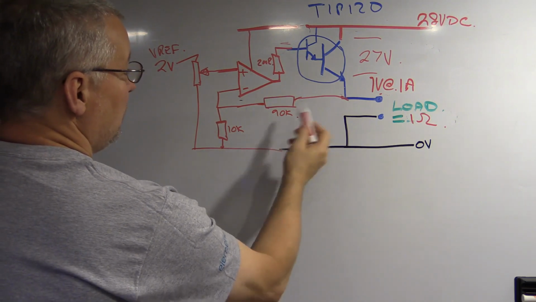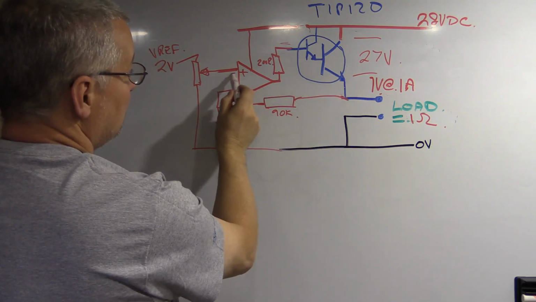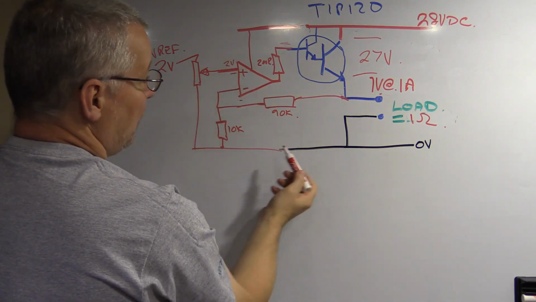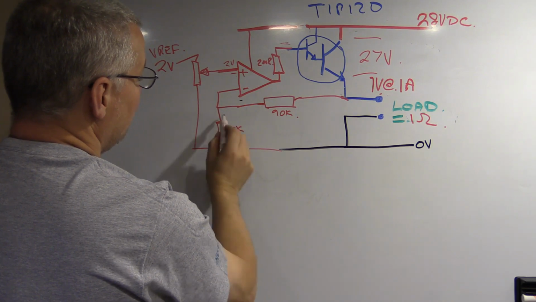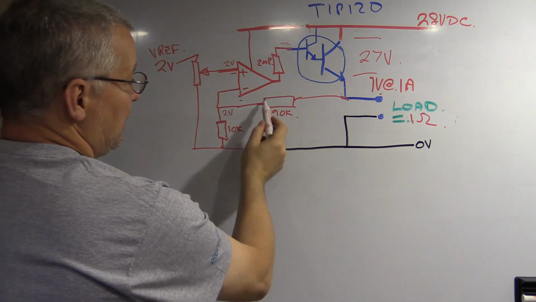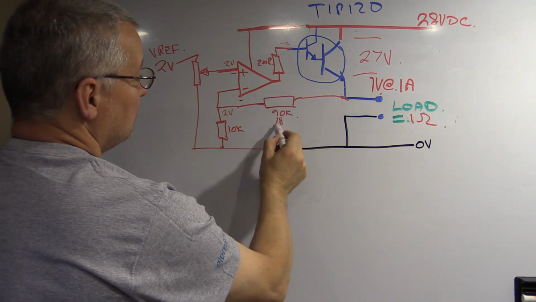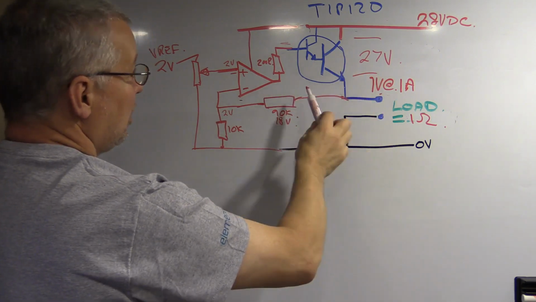So if we've got 20 volts, if we set this to 2 volts on this input, all right, so we got 2 volts here, then this wants to be at 2 volts. So basically, if we've got 2 volts here, this has to be 18 volts on here. Now, really, this is a current gain circuit.